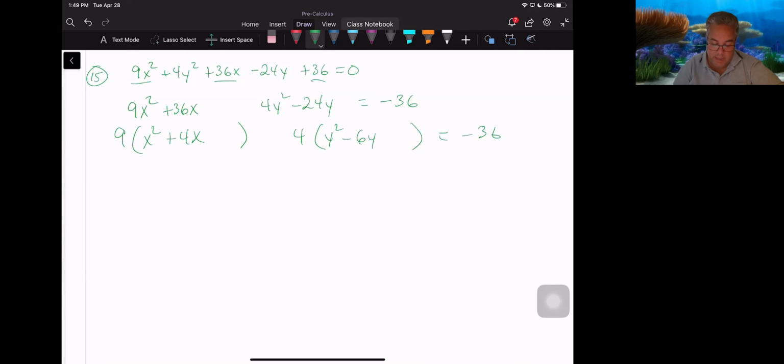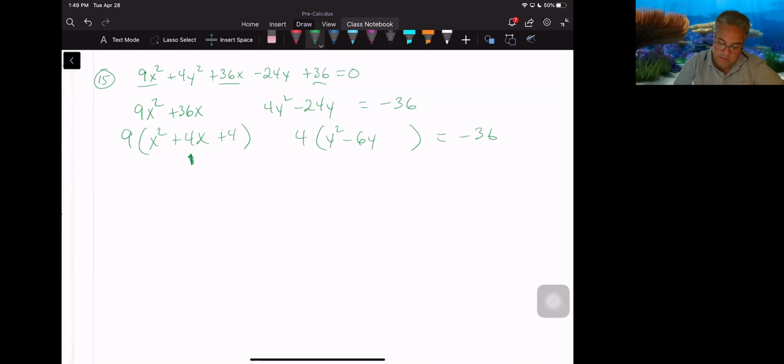Here we go. You take this number right here, and you say half it, square it. So half of 4 is 2. 2 squared is 4, right? But is that really a 4? No, it's a 9 times 4. So whatever that number is, you throw it to the other side. Don't change the sign because it's on the other side of the equal sign. So if you subtract 36 from both sides, that would be gone and that would be gone, okay?